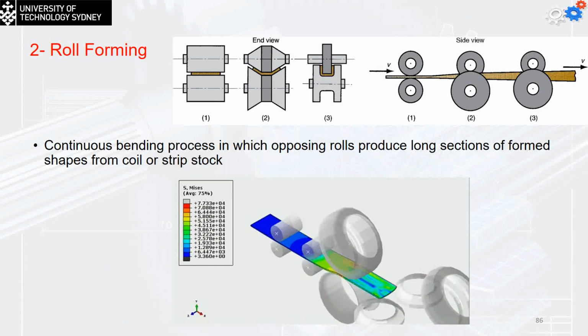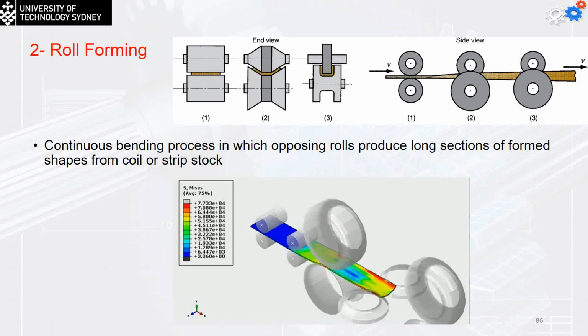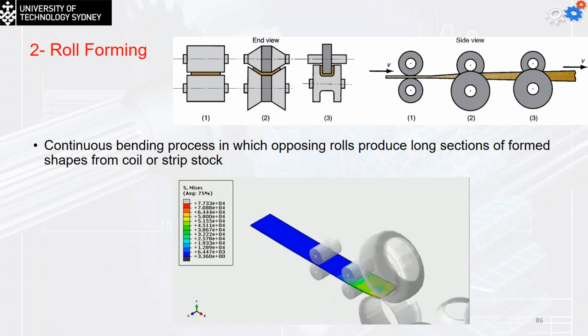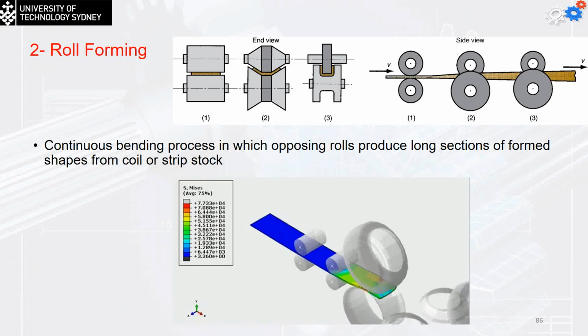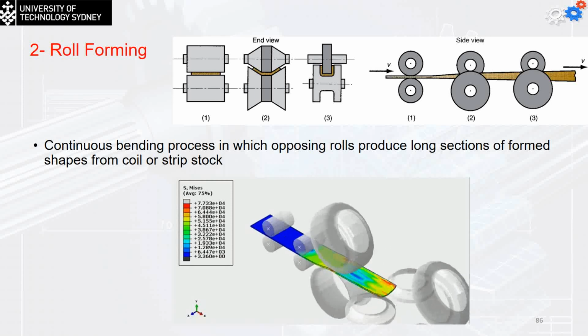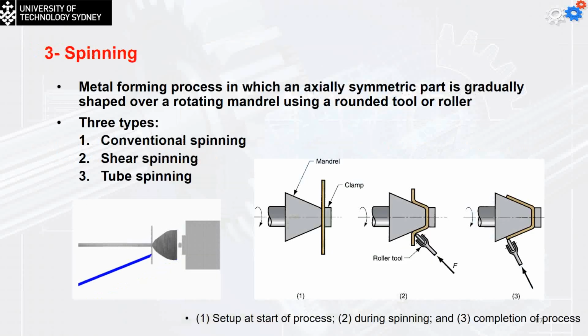It's a plate, again, to fix on the rotating machine. And we're going to use the mandrel to form the shape. So simply we're going to force it to take the shape of the mandrel by adding force on it. It has three types: conventional spinning, shear spinning, and tube spinning.